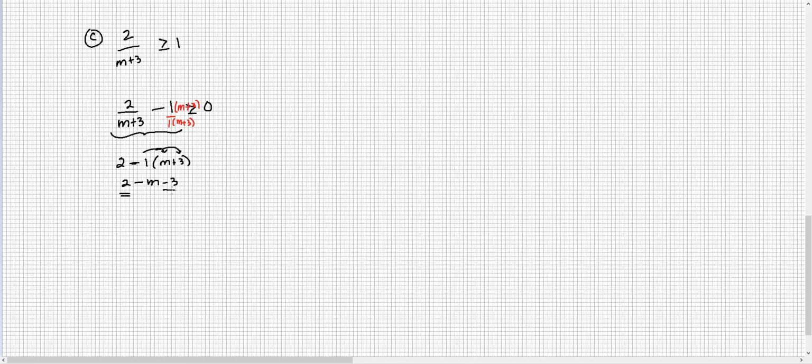And these are like terms. So negative n minus 1 over n plus 3 is greater than or equal to 0. And this is the one that we're going to use. Here we go. Now we need to get our critical points.